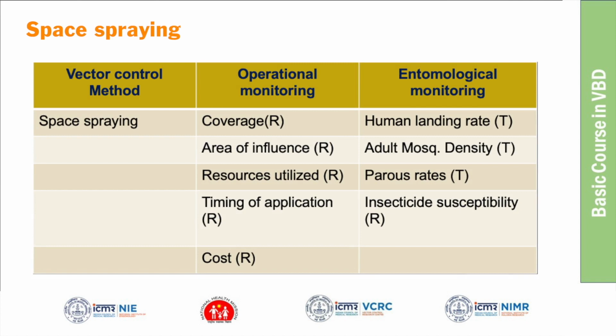Coming to the indicators, what are the indicators? Here you will measure the area covered, operational monitoring. The first column is spraying, the second column is coverage: the area you have covered, area of influence, resources utilized, time of application, and cost. Entomological monitoring covers reduction in human landing rate, adult mosquito density, and virus rate. These are the three important ones. Insecticide susceptibility testing should be done prior to the selection of the insecticide.